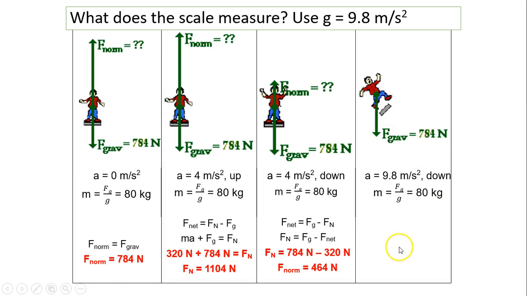Now, what happens if you are free falling? Acceleration is 9.8 meters per second squared downward. What is the normal force in this case? Again, with downward as positive, Fnet equals Fg minus Fn. Rearranging the equation, Fn equals Fg minus Fnet. Fg is 784 newtons, and Fnet is also 784 because Fnet equals m times a. So normal force equals 0, because you are falling at the same time as the scale, you are falling with the scale. This is when you feel weightless, even though there is gravity acting on you all the time.